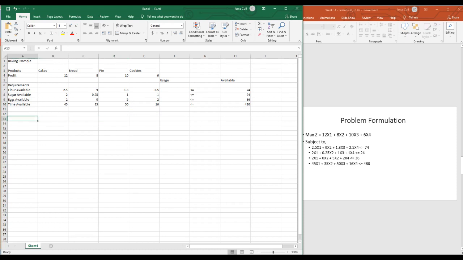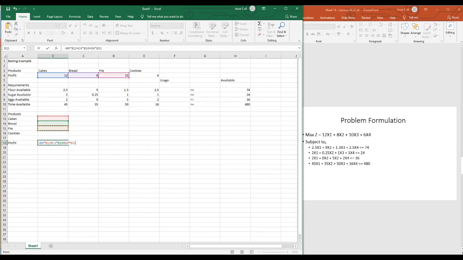The only thing we have to do now is relist our products here. And in this situation, cakes, bread, pie, and cookies. Very simply, now we can add our formulas in, but first we'll mention our key is profit. Profit is the price per cake times the number of cakes, plus the price per bread times the number of bread, plus the price per pie times the number of pie, plus the price per cookie times the number of cookies. We hit enter, and that gives us our profit formula.